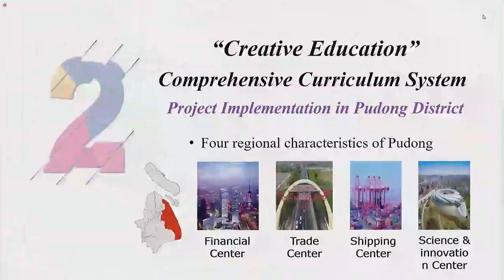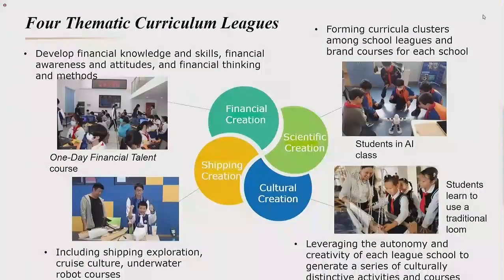And similarly, in Pudong, a comprehensive curricular system named Creative Education is developed based on its 4 regional characteristics, which are the Financial Center, Trade Center, Shipping Center, and the Science and Innovation Center of Shanghai, and even the East China area. So within the system, 4 thematic curricular leagues were established, which are the financial creation, shipping creation, scientific creation, and cultural creation leagues. Each league consists of 4 to 14 primary and secondary schools.